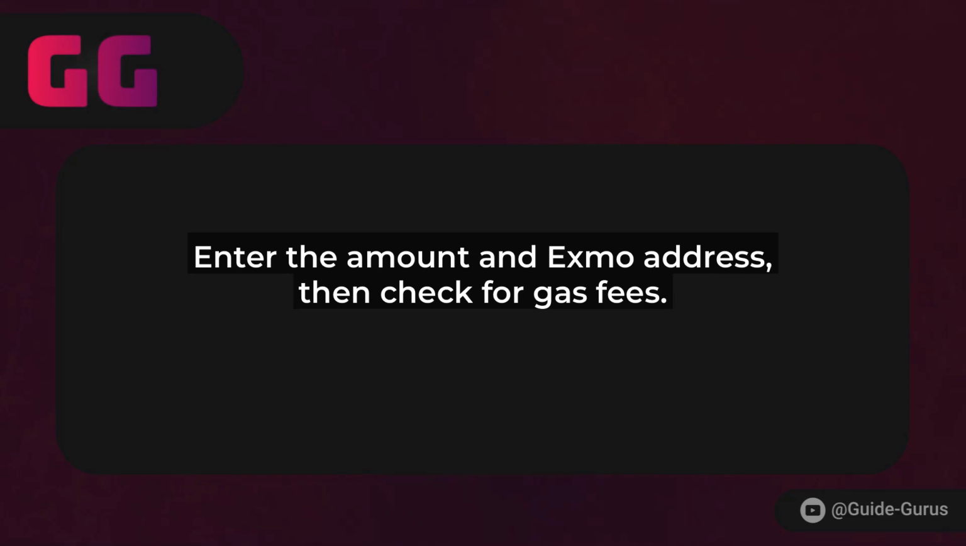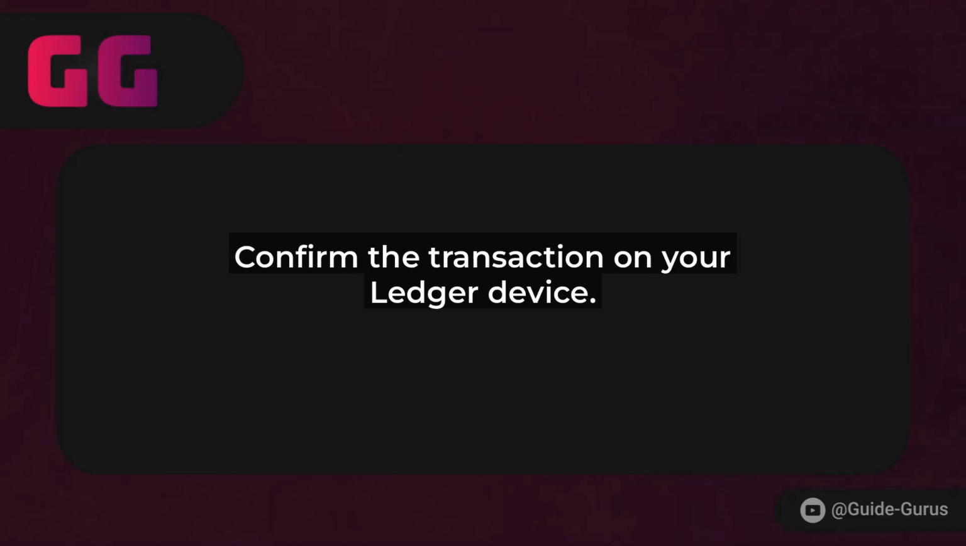Before you confirm, review everything: the address, the amount, and the network. It should be Ethereum. Hit Send, and you'll need to confirm the transaction on your Ledger Nano X device by checking the details on the screen and using your PIN. Once approved, the transaction will broadcast to the blockchain.